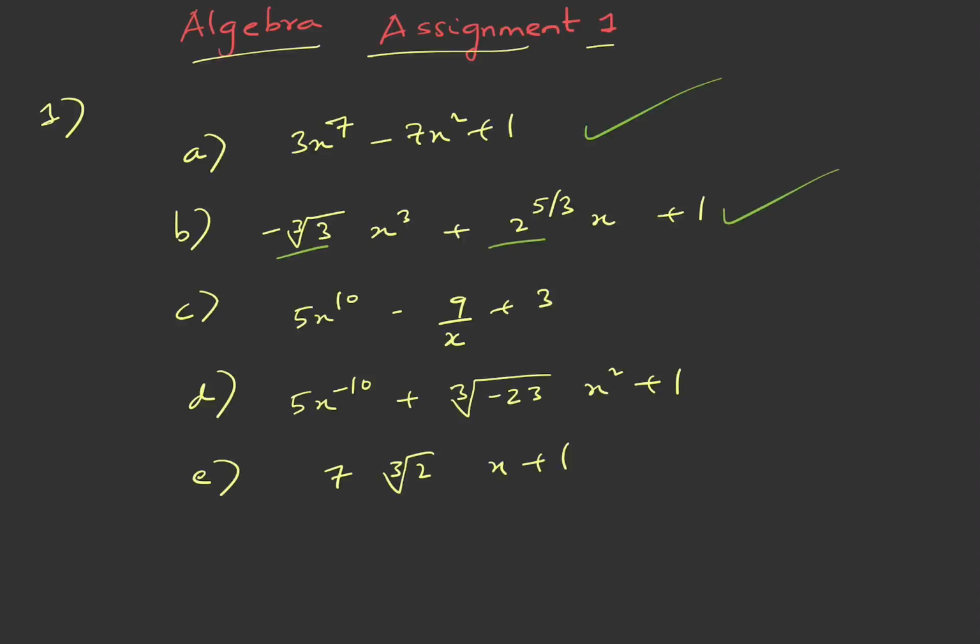Or they might be complex numbers also, but the powers of x should be whole numbers. That is itself the condition. So this is also a polynomial. This is not a polynomial because the power of x is -1, so that is not allowed. And this is also not a polynomial because the power of x is -10. And this is also a polynomial. If I were to ask you about the degree of these polynomials, then this is of degree 7, this is of degree 3, and this is of degree 1.